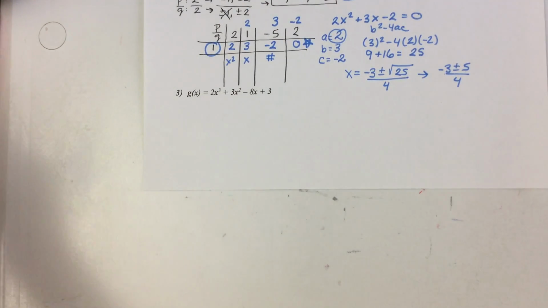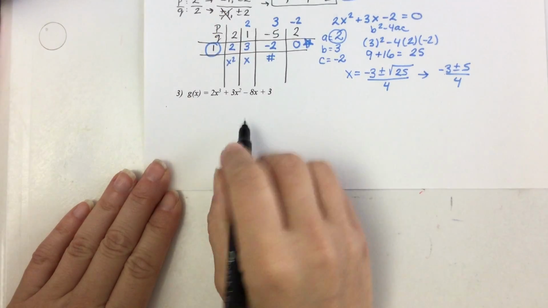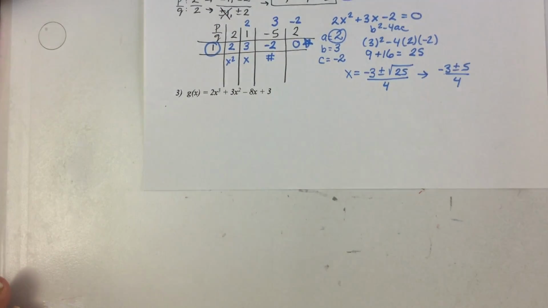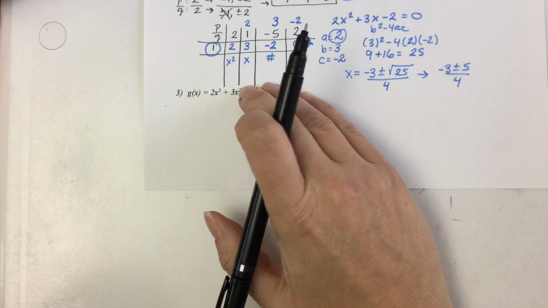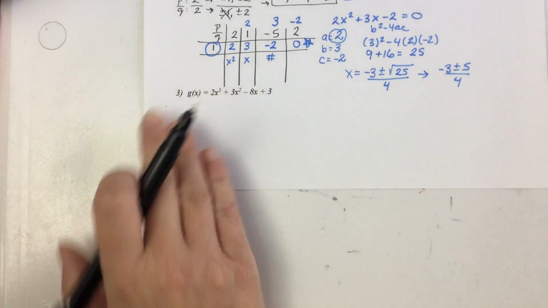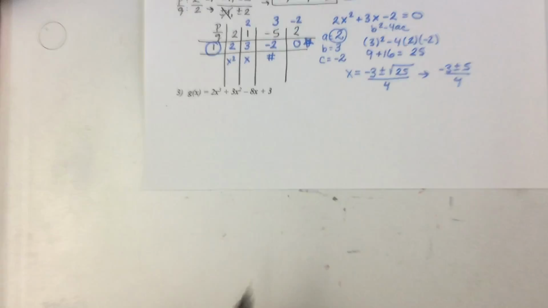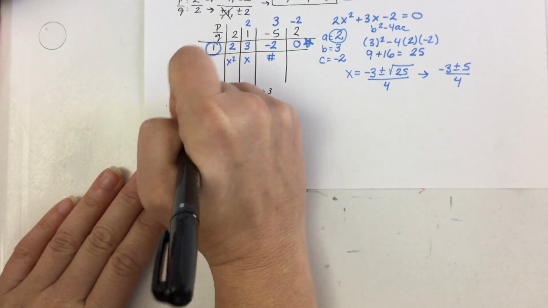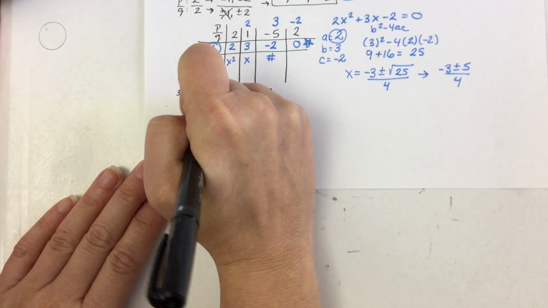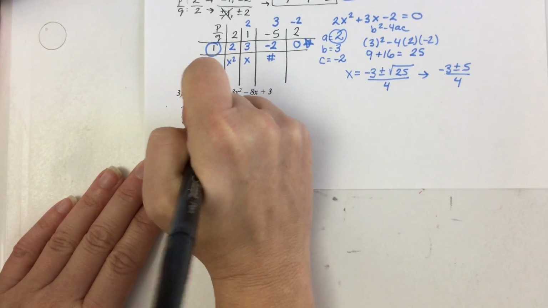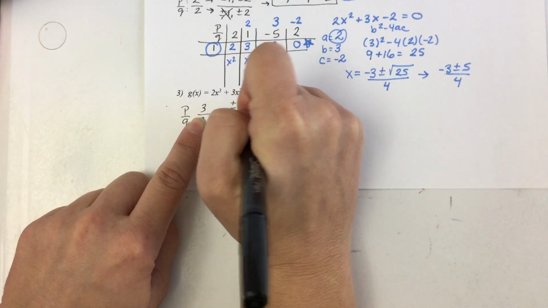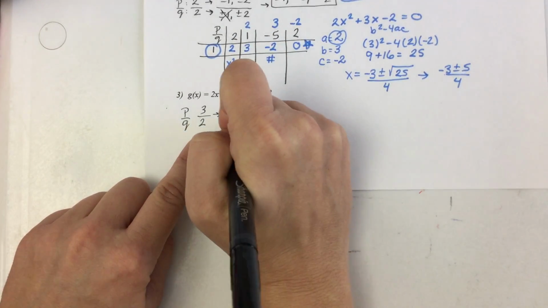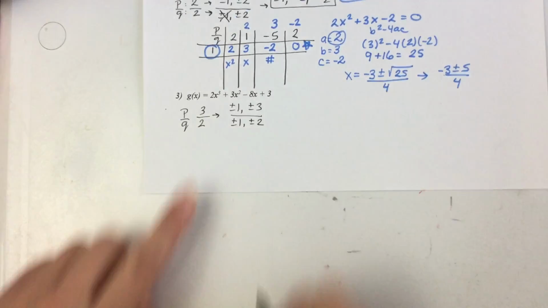Number 3. P, if I look, I have 1, 2, 3, 4 terms. So if you go ahead and look and see if you would be able to factor that. If I grouped it, I could take out 2 x's. I would end up with 2x plus 3. I can't make that 2x plus 3. So I am going to go ahead and do the rational root theorem. P is a 3. Q is a 2. Factors of 3, plus or minus 1 and plus or minus 3. Factors of 2, plus or minus 1 and plus or minus 2.